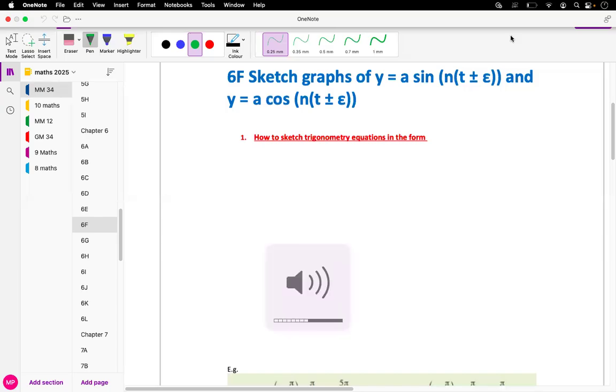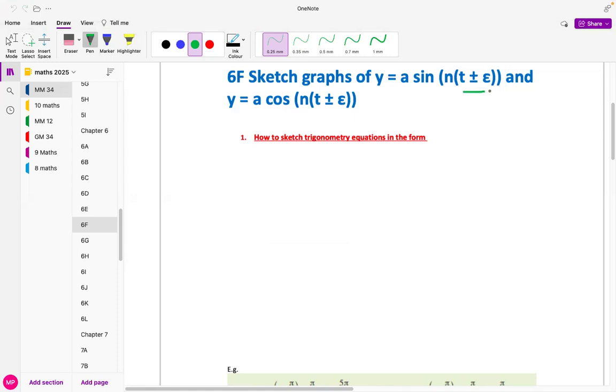Hi everyone. Today we're going to talk about how to sketch sine and cos graphs, but this time we will include the horizontal translation. With vertical translation, we're going to talk about that in another video. All right, let's get started.